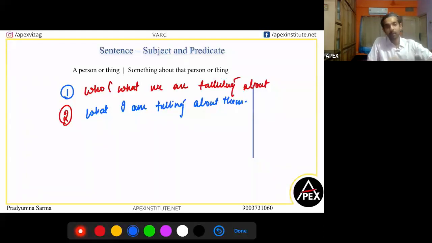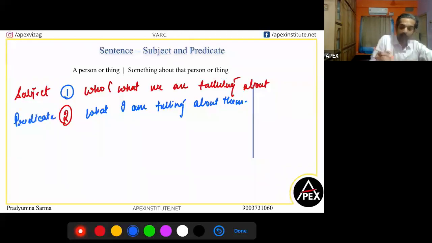Are we clear? Now, this first part is what we call the subject of the sentence. Okay? And the second part is what we call the predicate of the sentence. Yeah? Let's take a few examples. I'll explain it to you with the help of an example.